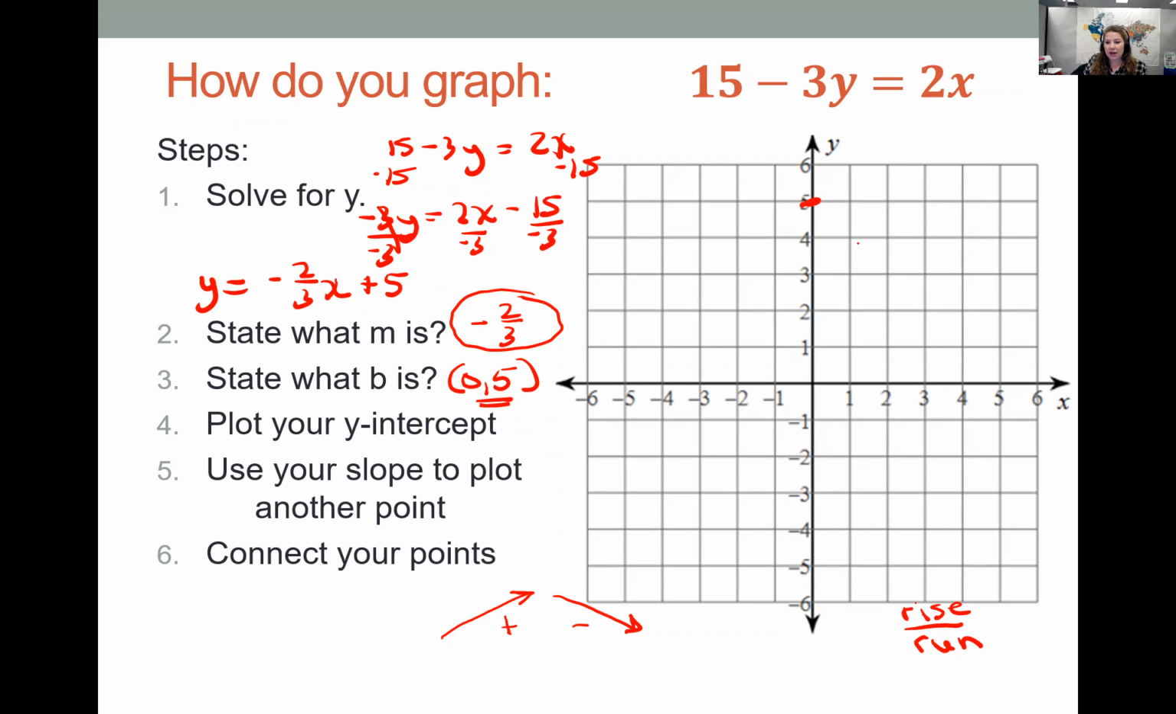So we're going to go down 1, 2 from our y-intercept, and we're going to run from here 3. 1, 2, 3. We'll put another dot. We can do it again because we have room on our graph. We're going to go down 1, 2, run 3. 1, 2, 3. We're out of space.